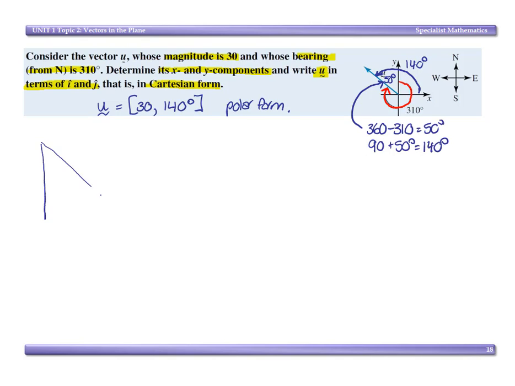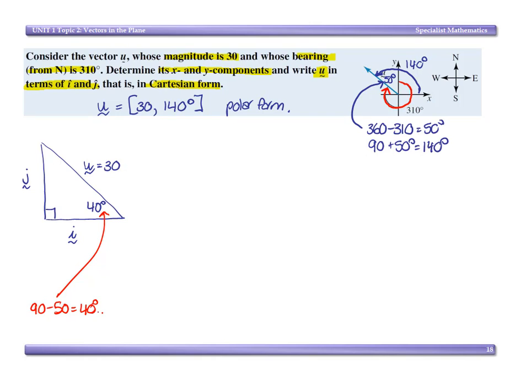I'm going to start, because I think it's easier, by drawing the triangle. So we have our i, we have our j. This is early stages. We haven't memorized everything. So the more you understand and learn, the easier it's going to be in the long run. Now, the angle that I have in this triangle is 40 degrees. That angle there is 90 minus 50 degrees, which is 40 degrees. Okay, that's what I need to be able to put it in Cartesian form.